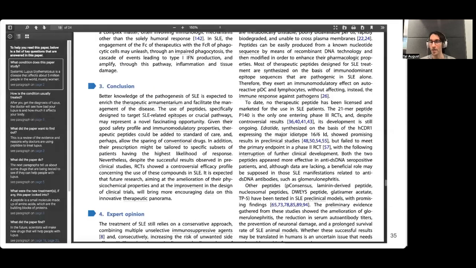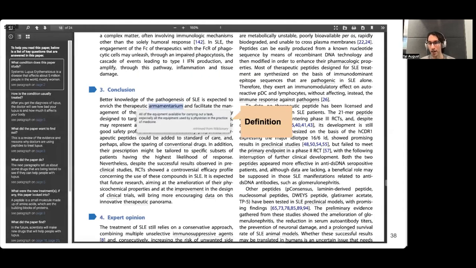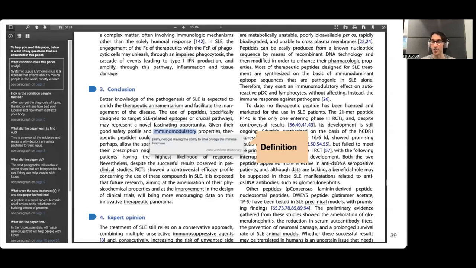Since your main goal with this paper is to know what new treatments you could talk to your doctor about, you scroll down to the conclusion. But again, you're confronted with words like armamentarium and immunomodulatory. And you notice that these words are actually highlighted, or underlined, in the paragraph. And so you click on the first one, learning that armamentarium is just a fancy word for tools used to treat a condition, and immunomodulatory means to be able to regulate the immune system.